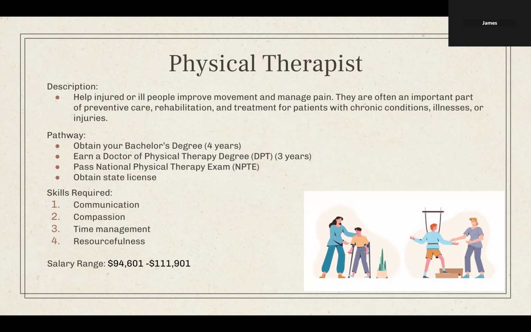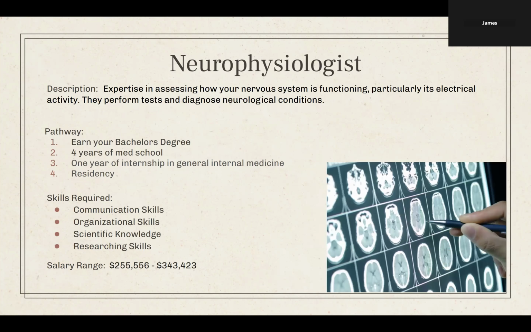The pathway to becoming a physical therapist is obtaining your bachelor's degree again, which takes 4 years, earning a doctor of physical therapy degree, or DPT, which takes 3 years, then passing your national physical therapy exam, also short for NPTE, then lastly obtaining your state license. Skills to becoming a good physical therapist include communication, compassion, time management, and resourcefulness. The median salary is around $900,000, but the salary range is $94,000 to $111,000. Next slide.